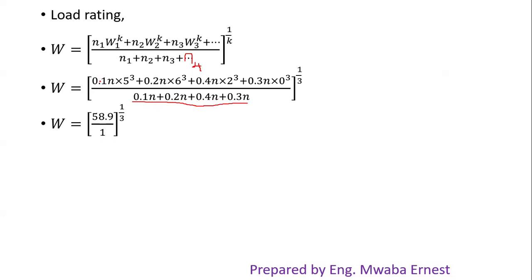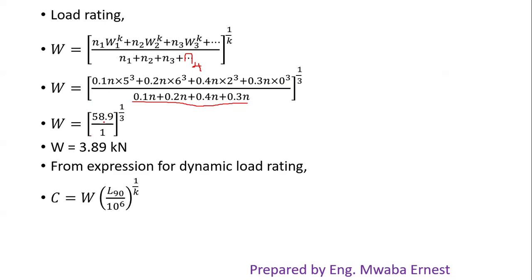Then when you add everything, all those products on top, you get 58.1 n. So the n will cancel because all of them are having n. You can even decide to, first of all, factorize it and remove it from there. Then you just have the numbers. So what I have now is 58.9 raised to power 1 over 3, giving me a dynamic load rating of 3.89 kilonewtons.